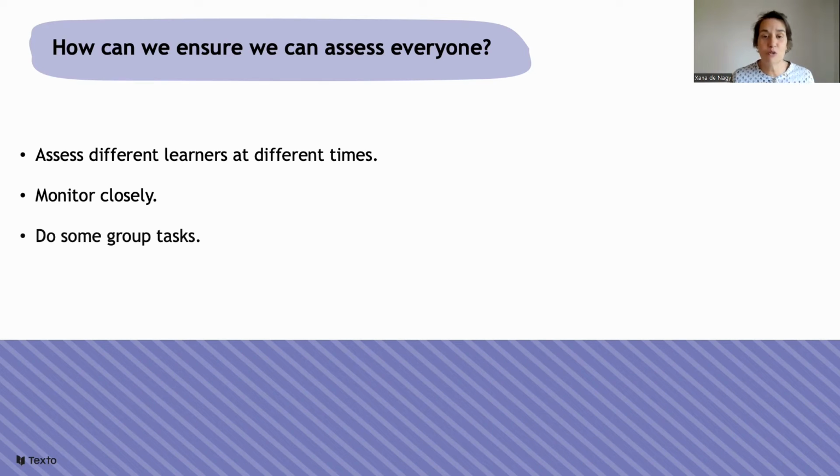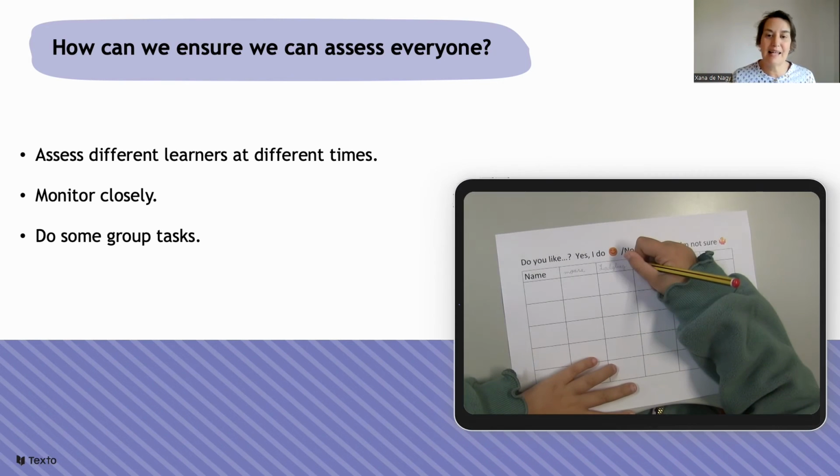The other thing is to do group tasks, right? So to have students working in groups and you actually sitting with different groups and really listening and seeing how they're doing. And there you can be maybe more meticulous about your note taking and using grids and so on to assess them.